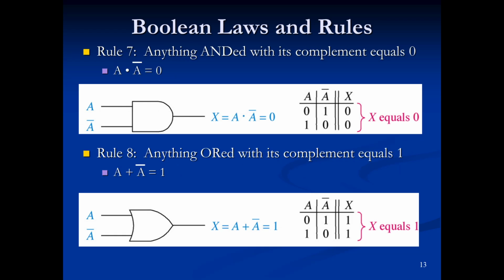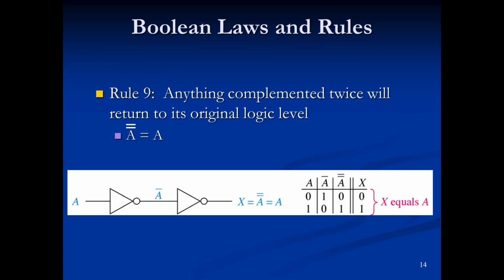Rules 7 and 8 have to do with complements. So if you take any variable A and you AND it with its complement, meaning not A, it always equals 0. And if you take anything and OR it with its complement, it always equals 1. Rule 9, anything complemented twice will return to its original logic level. That kind of makes sense. If you flip something once, it's upside down. If you flip it again, it's back right side up. So taking A and inverting it twice, we just come back around to A.